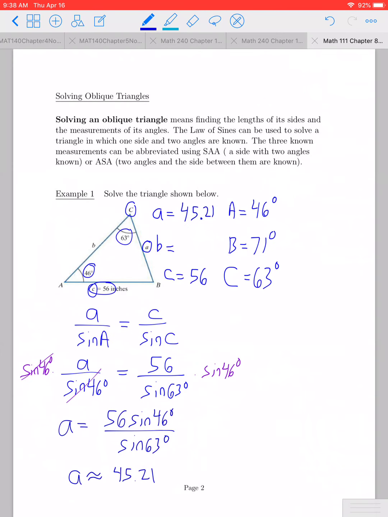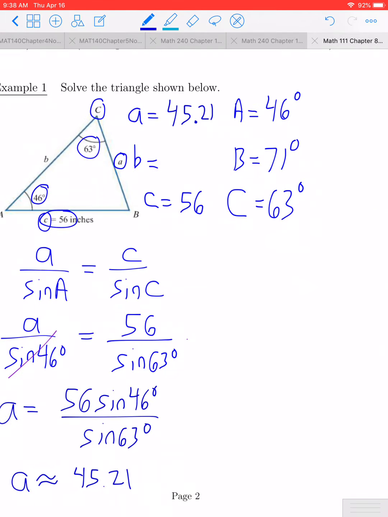We can now go ahead and solve for side B. When I solve for side B, we can do the same thing by setting up a law of sines ratio. Side B divided by the sine of angle B is going to be equal to, and now at this point you actually have a little bit of choice. We now know side A and angle A, and we were previously given side C and angle C. So you could set B over sine B either equal to A over sine A or C over sine C.